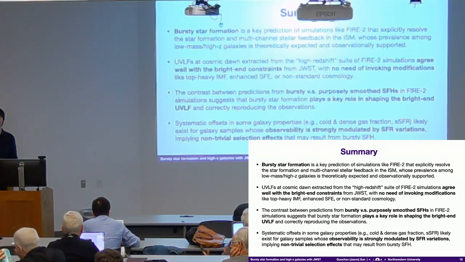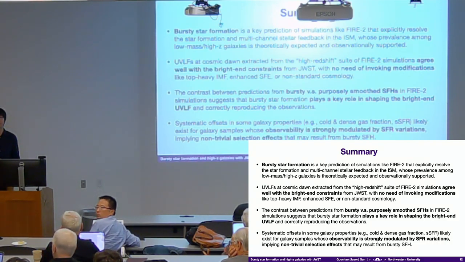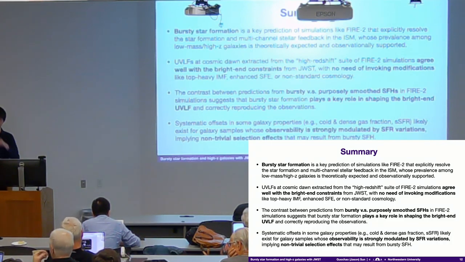Well, I just want to complete the answer to Romeel. This is FIRE-2 simulations. In FIRE-2, there is a threshold for star formation at 1,000 atoms per cc. In some ways, this mimics the conditions for feedback-free starburst.